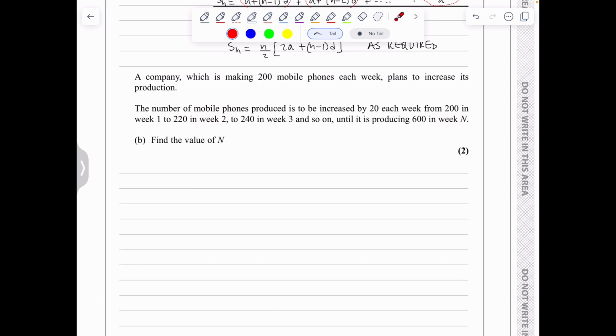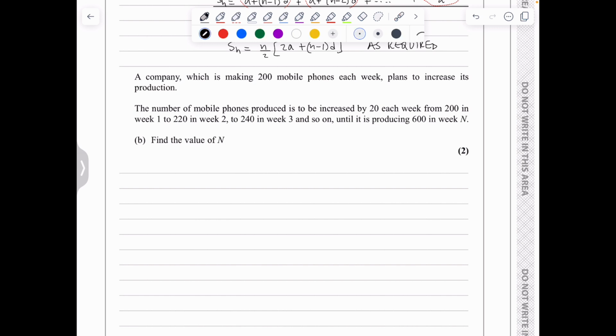We are then told that the company currently making 200 mobile phones each week will be increasing its production so that they go up by 20 each week. So they've got 200 mobile phones in week 1, moving on to 220 in week 2, 240 in week 3, and so on until they produce 600 in week n, and we need to find the value of capital N.